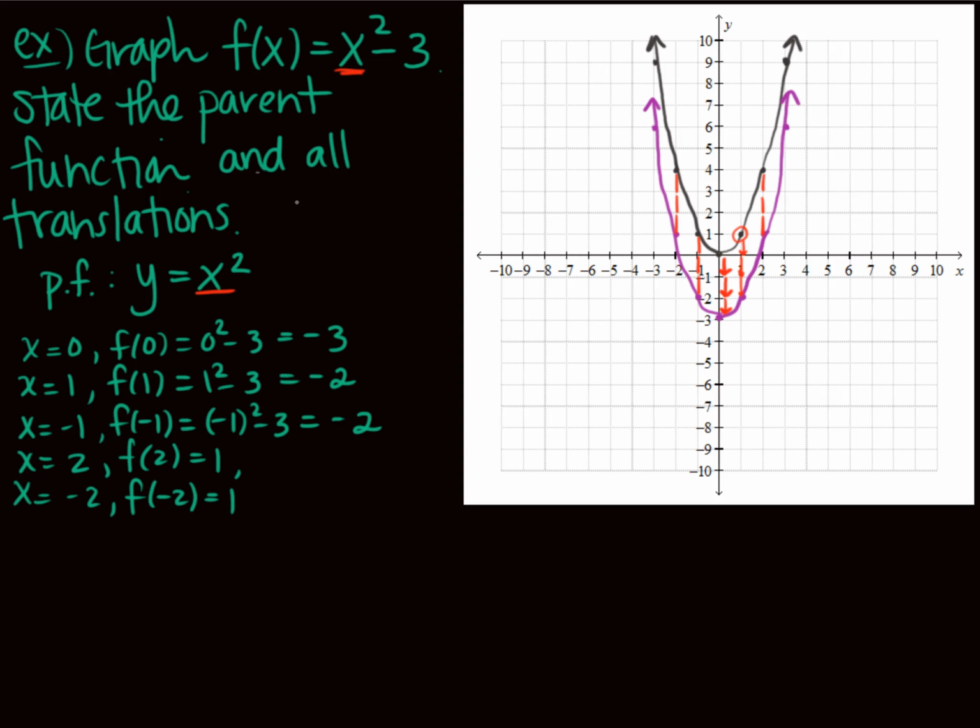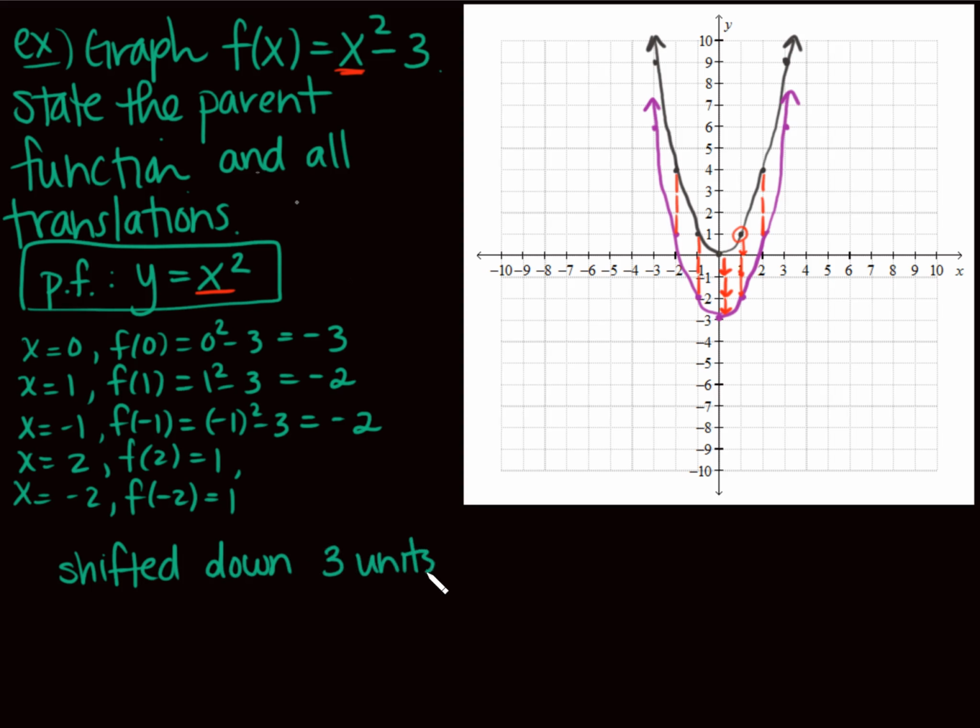So we've stated the parent function. That's my parent function. I need to state the translations. So what we have done is we have shifted down 3 units. Okay, that's it. And that's my graph. It's not pretty, but it's our graph. So we've stated the parent function and we've stated the translations.